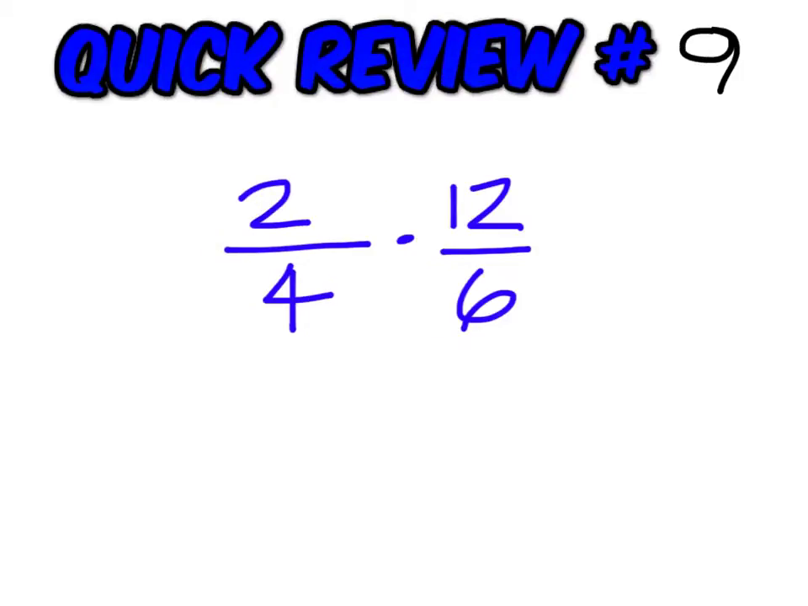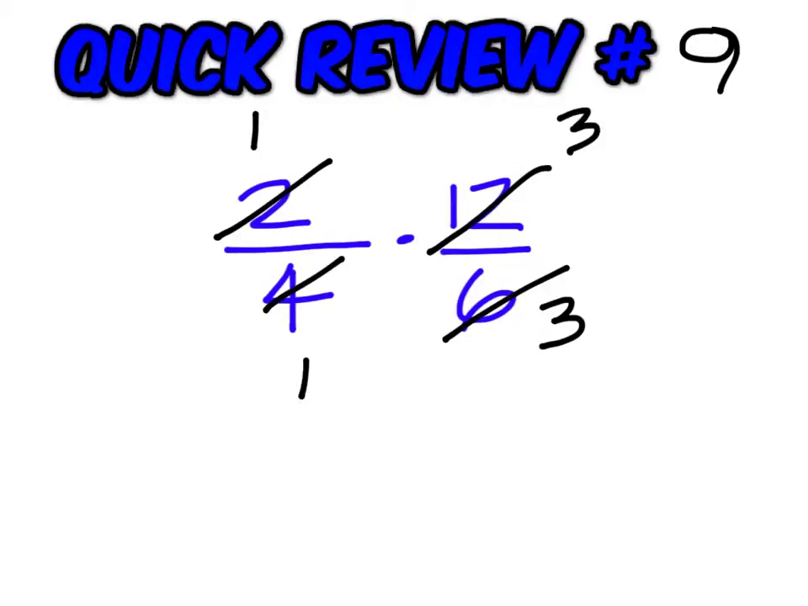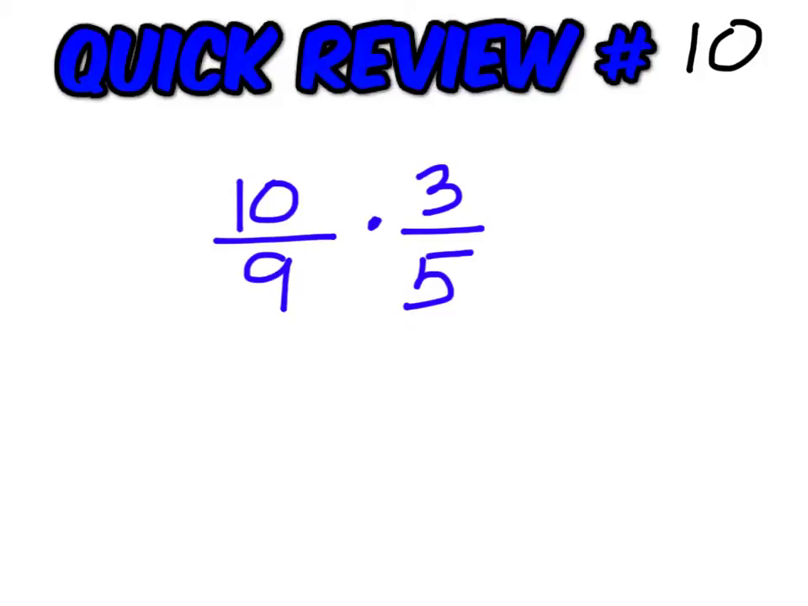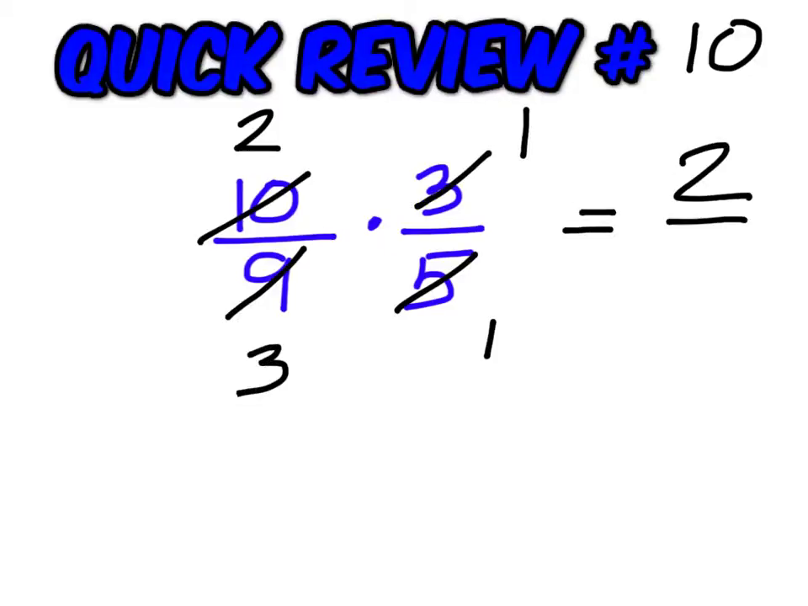What cancels out here? 2 and 6, so that'd be 1 and 3. What else? 4 and 12, 1 and 3. Now what cancels? Well, yeah, they cancel out. What else cancels out? 3, so what's the answer? 1. And what cancels out here? 10 and 5, that's 1 and 2. What else? 3 and 9. Answer is 2 over 3.